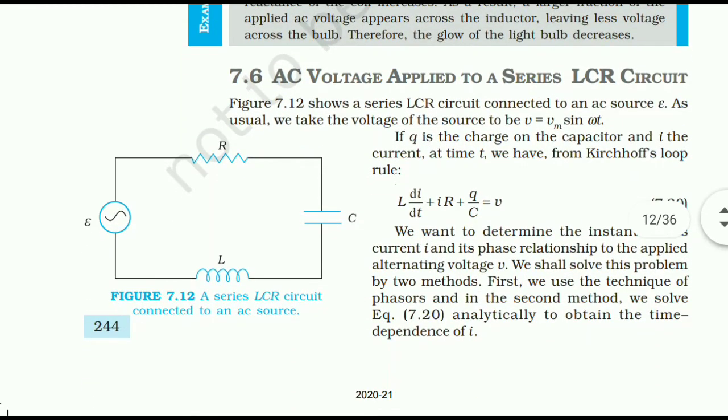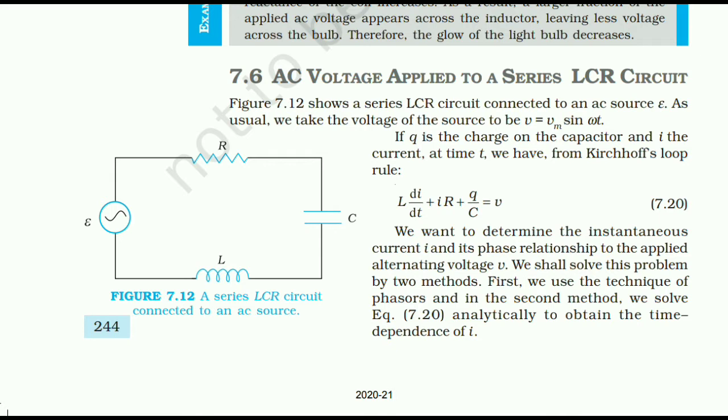7.6 AC voltage applied to the series LCR circuit. Figure 7.12 shows the series LCR circuit connected to an AC source E. As usual, we take the voltage of the source to be V equals Vm sin omega t. If Q is the charge on the capacitor and I the current at time t, we have from Kirchhoff's loop rule that L dI/dt plus IR plus Q/C is equal to V. So we want to determine the instantaneous current I and its phase relationship to the applied alternating voltage V.